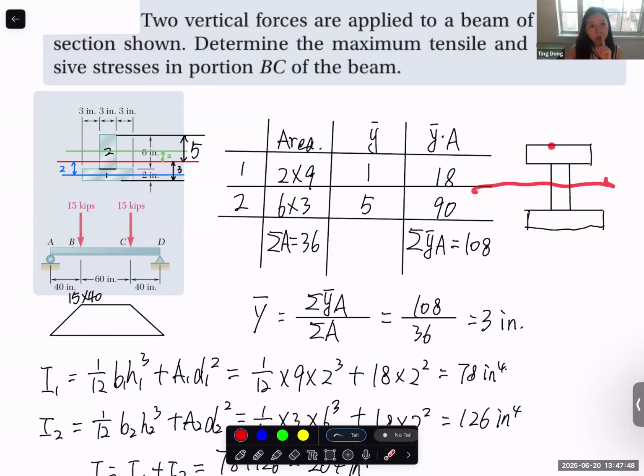So the top surface will have the maximum compressive stress. The bottom surface should have the maximum tensile stress. And since it's symmetric, the C here should be the same. So the magnitude of these two should be the same.